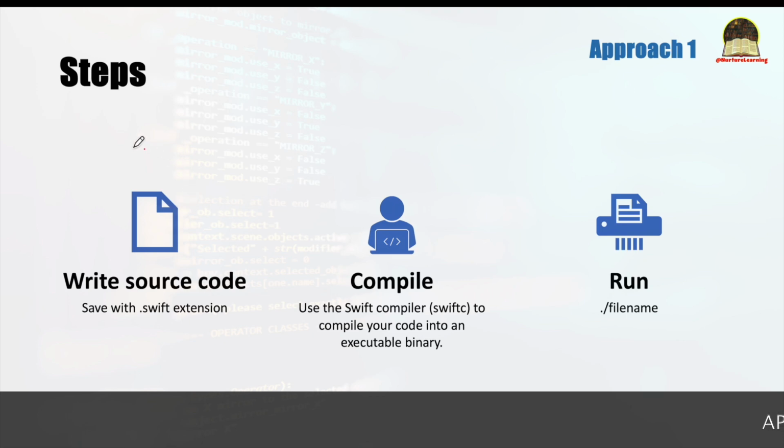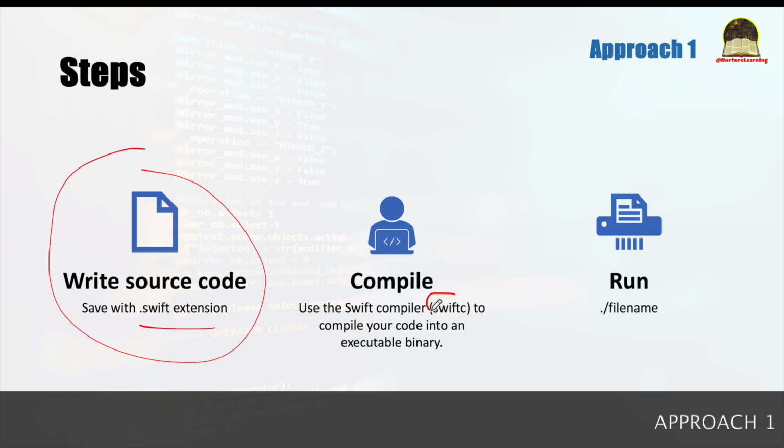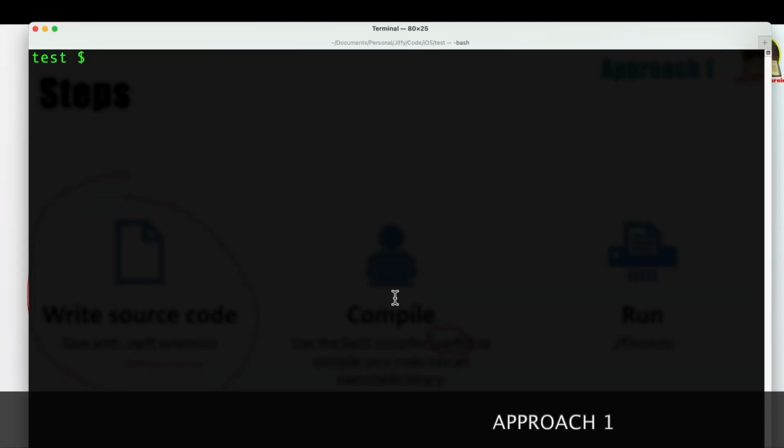First, you have to write the source code with a .swift extension. Then you have to compile. For compilation, you will be writing swiftc. And finally, you have to run. Now let's see a demo. So let's start with the demo now.